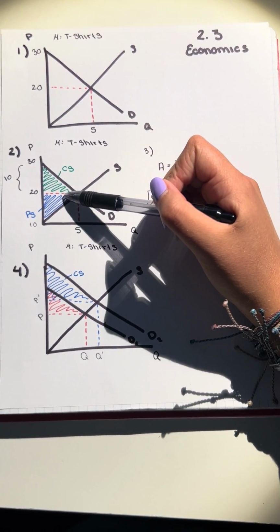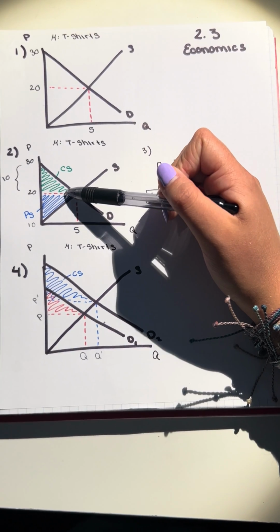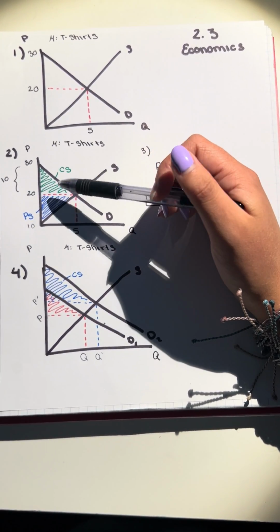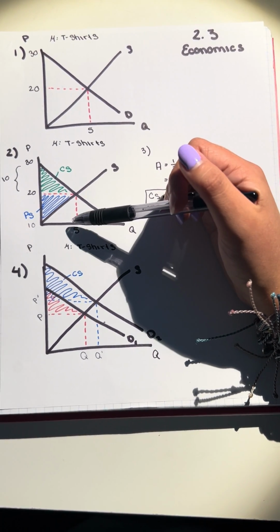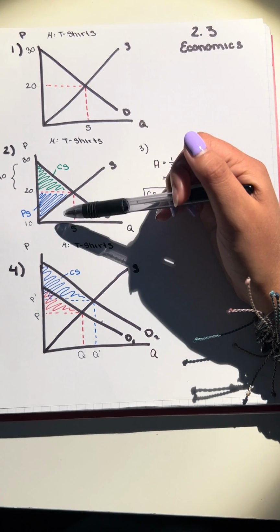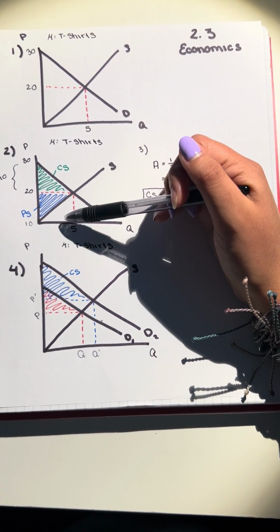Moving on to producer surplus, this is below the equilibrium price but above the supply curve. This is the difference between the price and how much the seller is willing to sell the product for. It is also the benefit producers receive from getting a higher price than their minimum acceptance price.